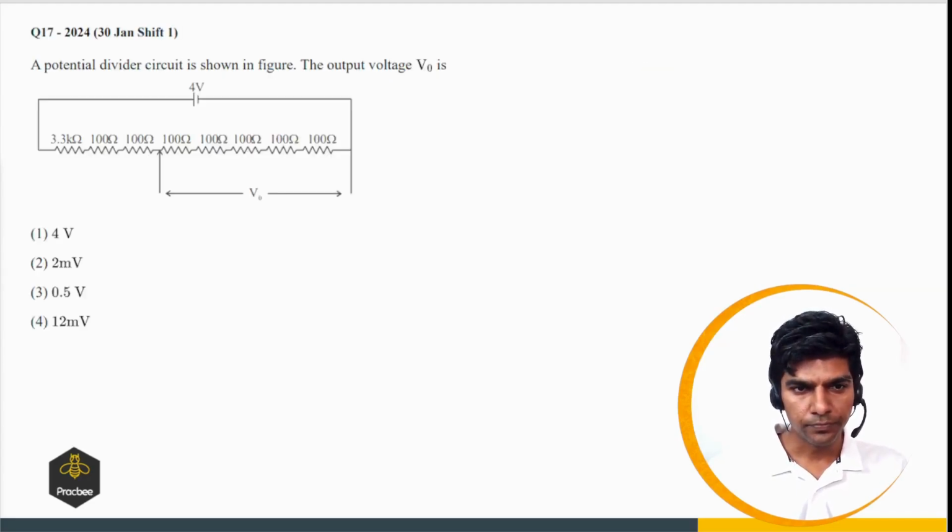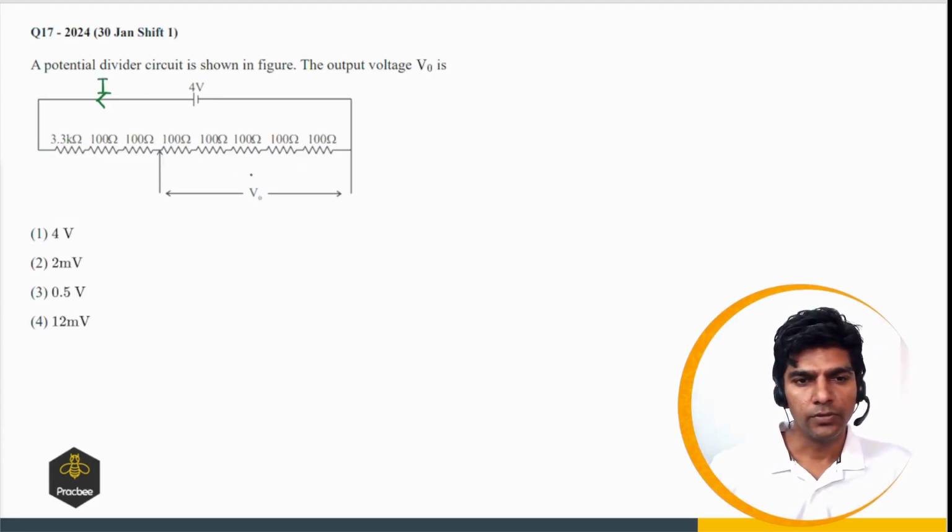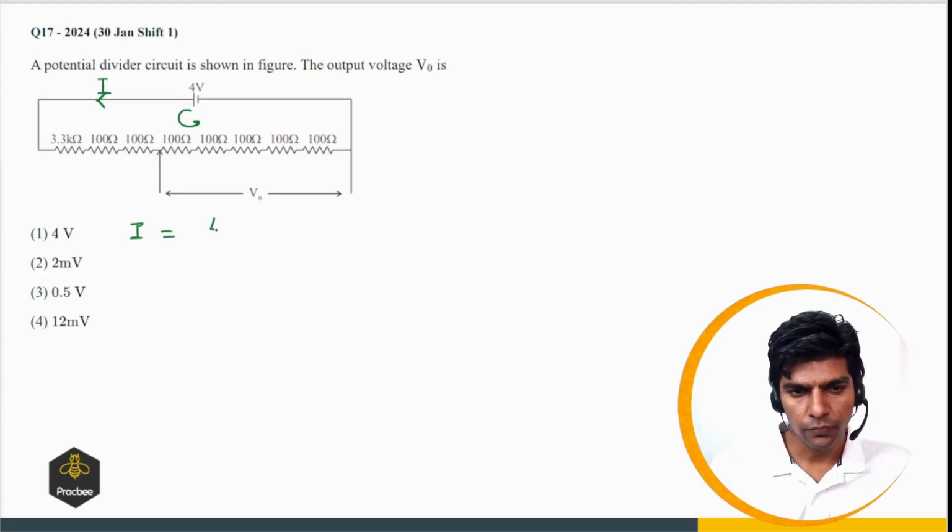Let us see this question. A potential divider circuit is shown in the figure, find the output voltage. So we have to find the voltage across these 5 resistors. So what we can do in this case, if we assume some current I. So what is this current? If you consider this loop, the current will be voltage divided by the total resistance. So it will be 3.3 into 10 raised to power 3 plus 1, 2, 3, 4, 5, 6, 7.